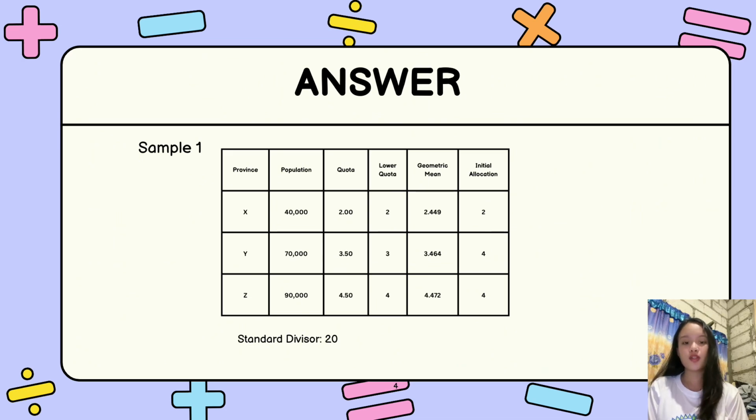Now the geometric mean, it has a formula that we follow. So the geometric mean for Province X is 2.449, Province Y 3.464, Province Z 4.472. So now the initial allocation is 2, 4, 4. Now it equals 20.